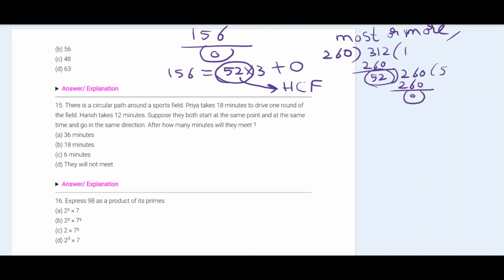Priya takes 18 minutes to drive one round of the field. Harish takes 12 minutes. Suppose they both start at the same point and at the same time and go in the same direction. After how many minutes will they meet?